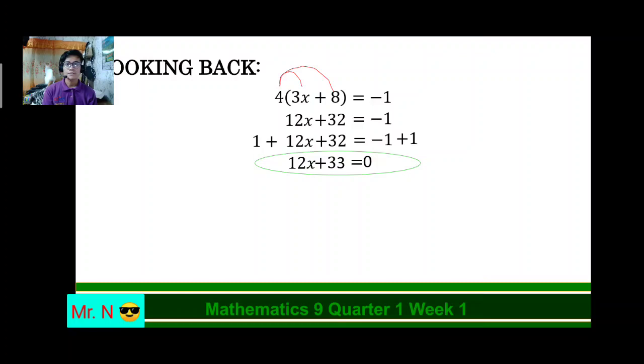Now let's identify if it is linear or quadratic. What is the highest exponent in this equation? Okay, very good. The highest exponent is 1. Meaning, this equation is of degree 1, which means it is a linear equation. Very good. Let's have the next.